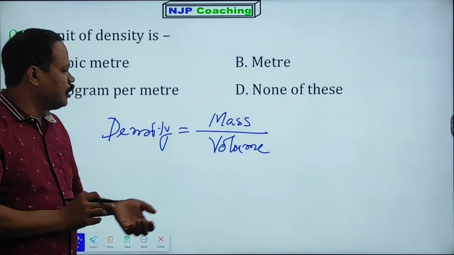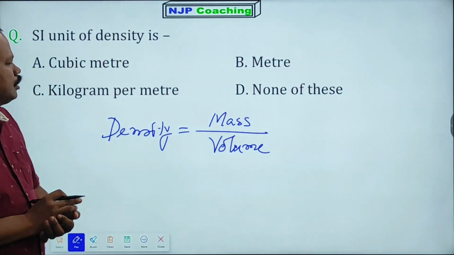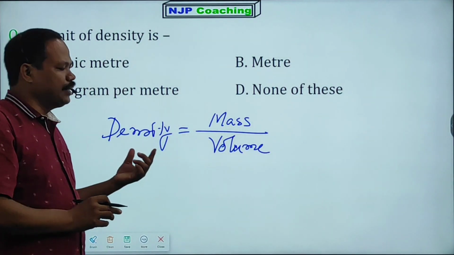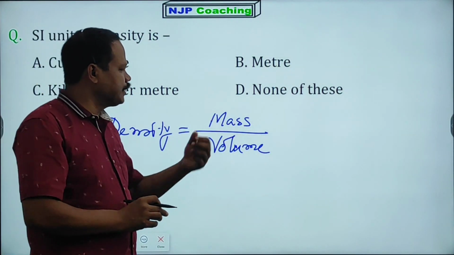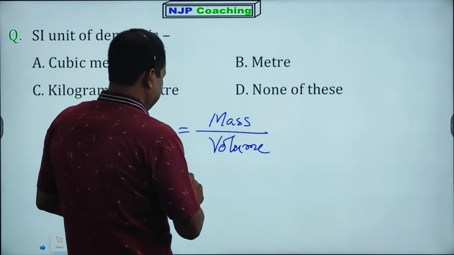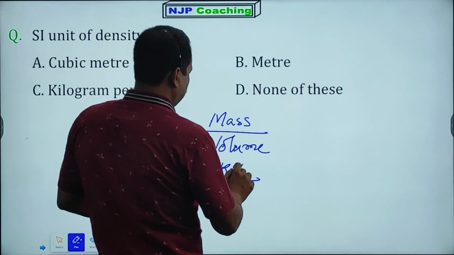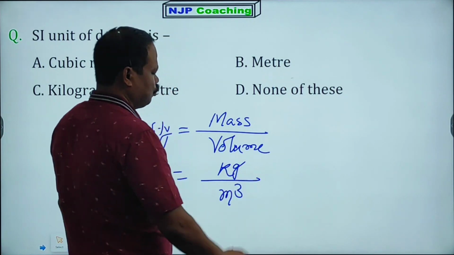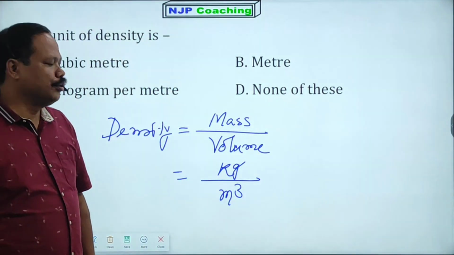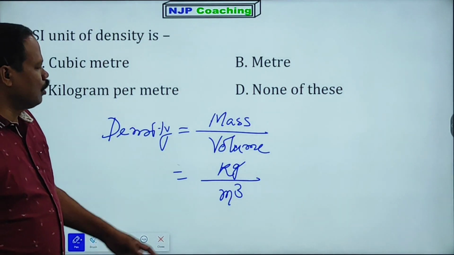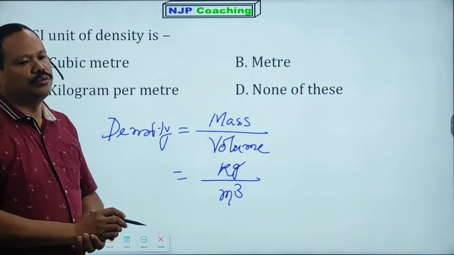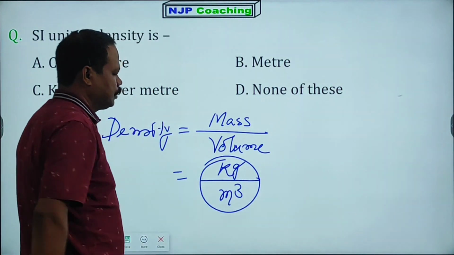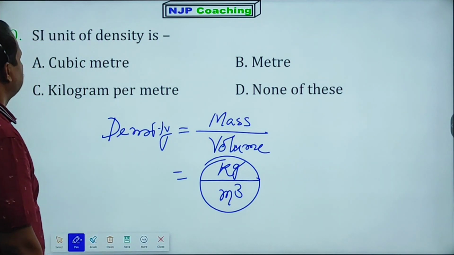Mass per unit volume, that is called density. So what is the SI unit of density? We know the SI unit of mass is kilogram. And what is the SI unit of volume? Meter cube. SI unit of volume is meter cube. So 1 kilogram per meter cube. This is the SI unit of density.